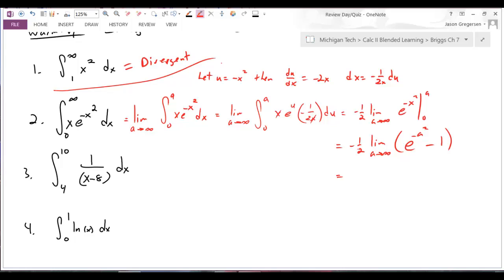Goes to 0. Remember, this is e to the negative a squared, so that's the same thing as 1 over e to the a squared. So this thing is going to 0. And then what's the limit as a goes to infinity of negative 1? It's negative 1, right? It's just a constant value, doesn't change. There is no a in that piece. So I really just get negative 1/2 times negative 1, or positive 1/2. So this integral from 0 to infinity is 1/2.